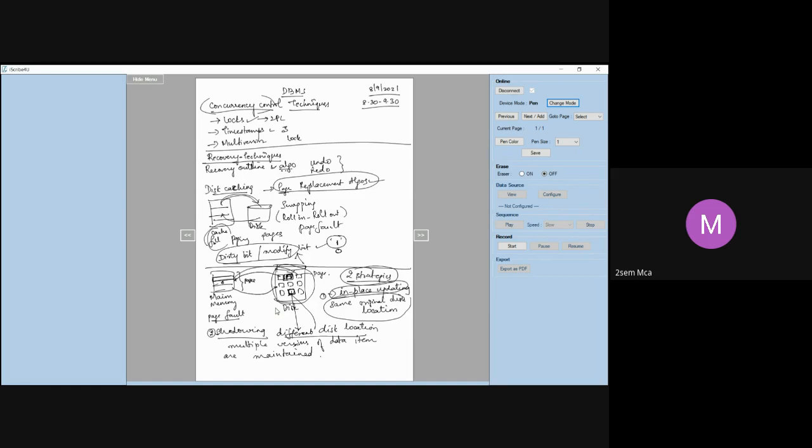In the previous case, you are writing it in the same original disk location, so the old value is overwritten by the new value. Whereas in shadowing, the updated value is copied to a different disk location. So you have the old item also, and you have the new value also; both are maintained in the disk. That is why we say multiple versions of the data item are maintained.